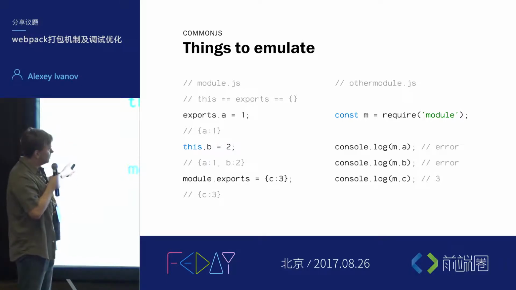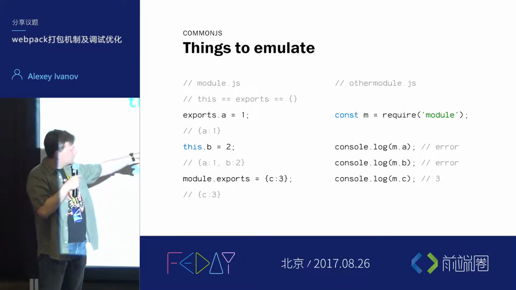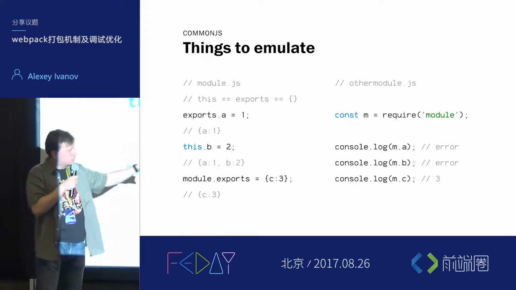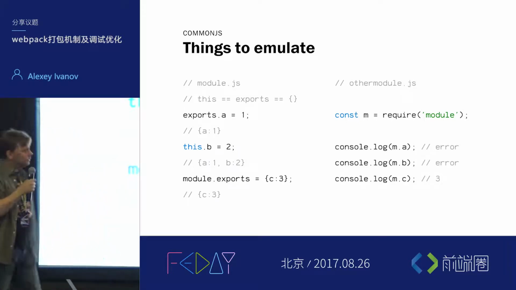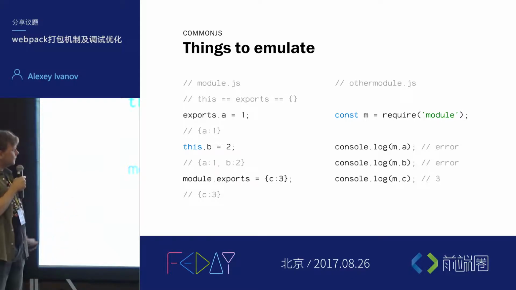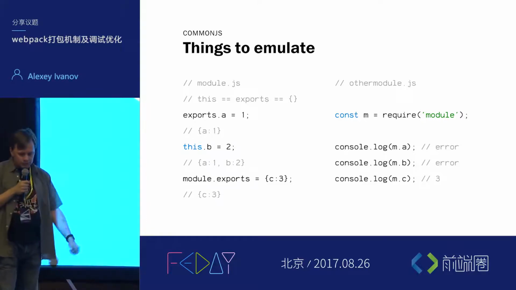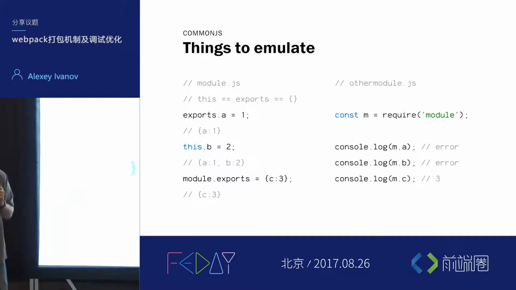So why is it important? It's a thing that you should emulate, and as you can see, it refers to the same thing, and if you replace module.exports with something else, it will break in the file that you try to import it to. Also, we have require. It's also a variable that is available in Node files and not available in the browser. So we need all these things to make our files work. So how can we emulate it?